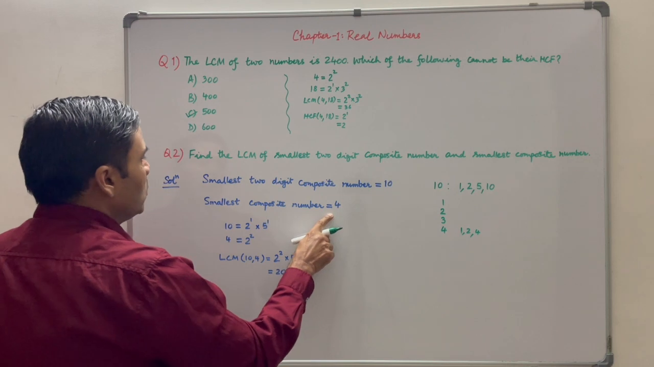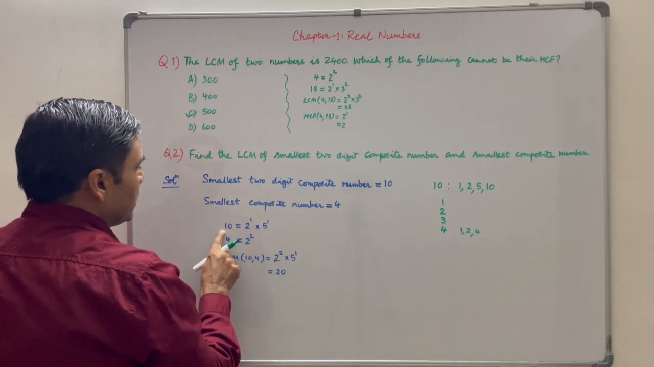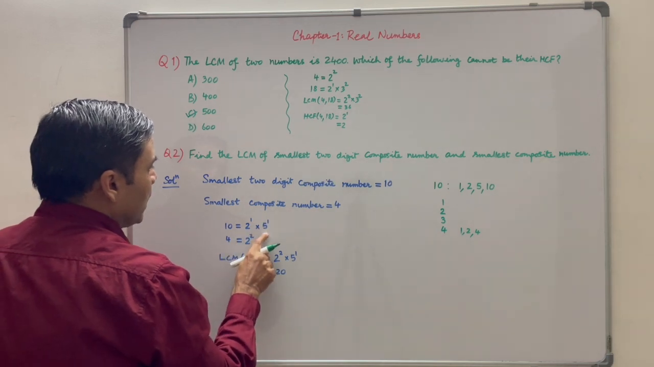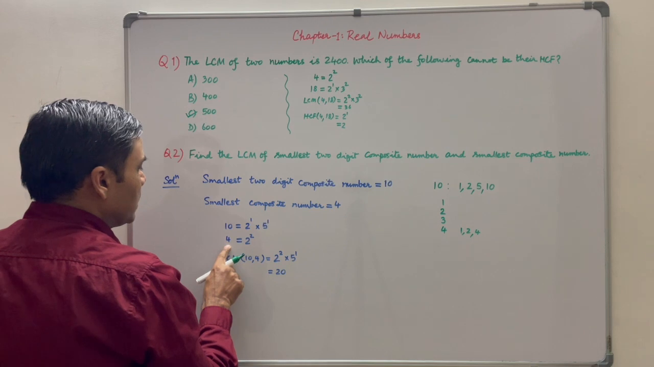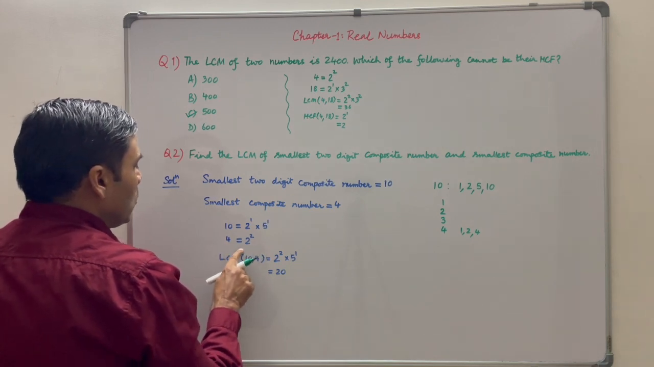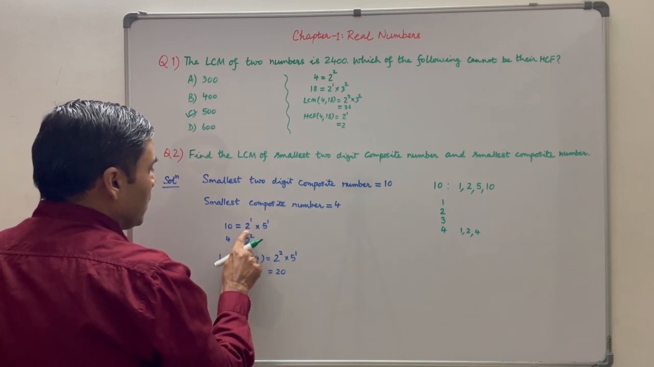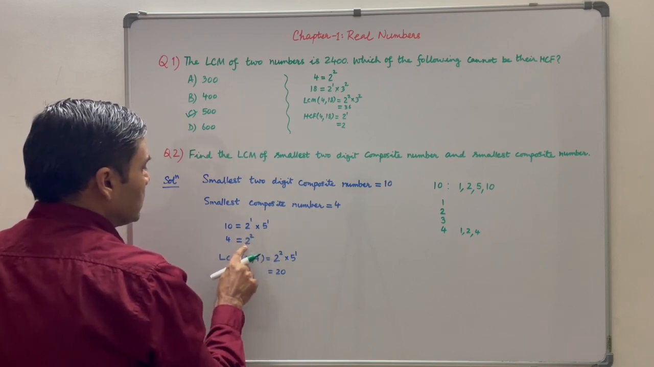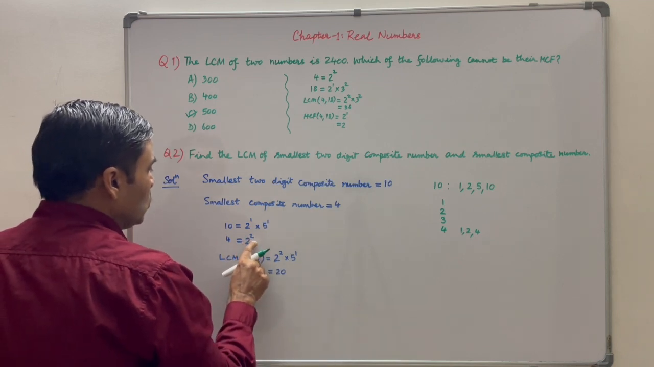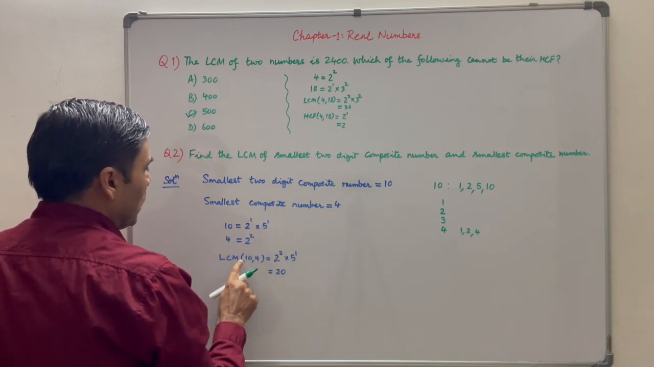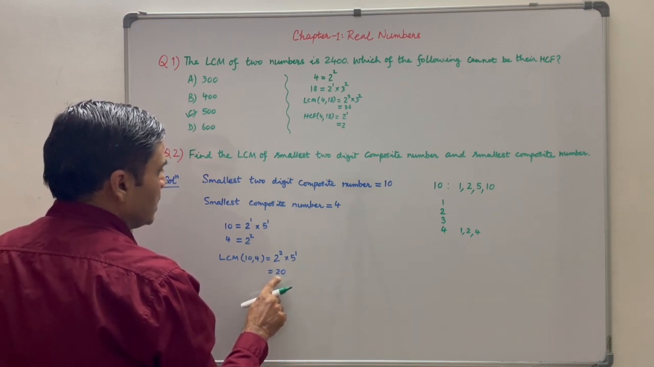Now we will find the LCM of 10 and 4. 10 can be written as 2 to the power 1 into 5 to the power 1 in terms of its prime factors, and 4 can be written as 2 to the power 2. The prime factors involved in these two numbers are 2 and 5, and their maximum powers are 2 and 1 respectively. So the LCM will be 2 to the power 2 into 5 to the power 1, that is 20.